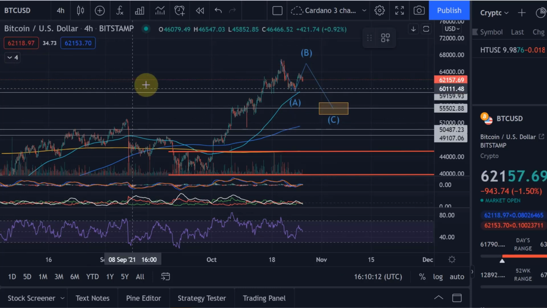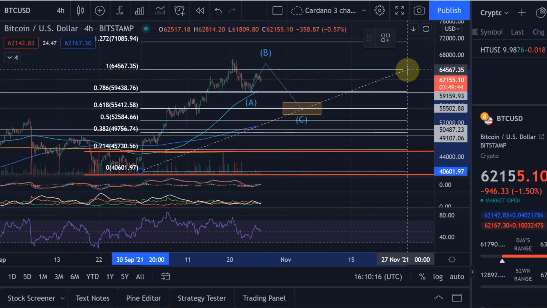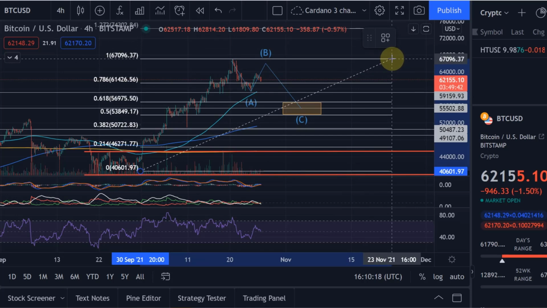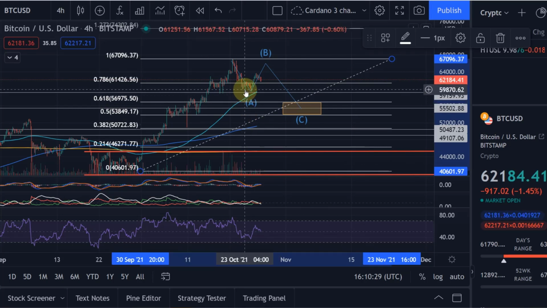And these are the Fibonacci levels. If I start down here with those fibs and take them to the all-time high, you can see that this box lies directly in between the 0.5 Fibonacci retracement level and the 0.382 Fibonacci retracement level. This is where that wave C would take us to.